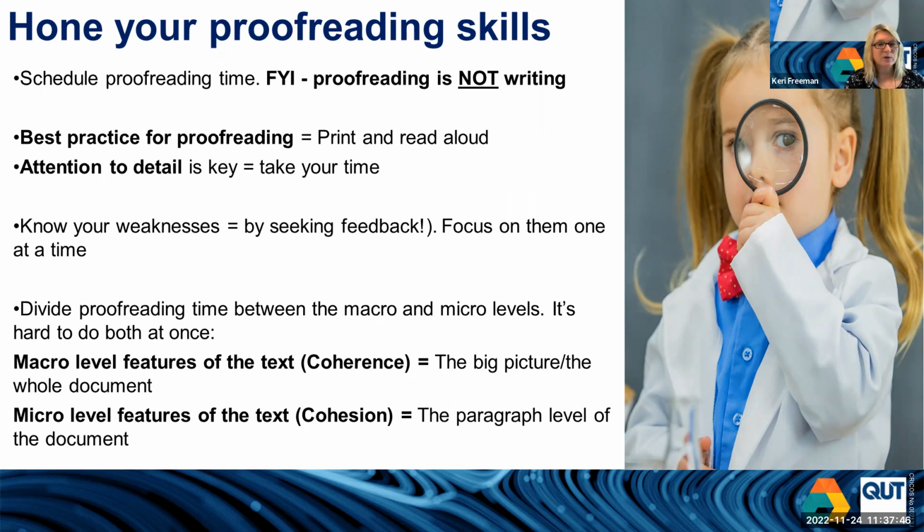My other tip with your proofreading is divide between your macro and your micro. Your macro is your big picture. It's your sections, your chapters, and the whole document. Your micro is the cohesion. It's the paragraph level. It's very hard to check your sentences, your words, and each paragraph, and also to look at the bigger picture. So my advice is separate those two things out.